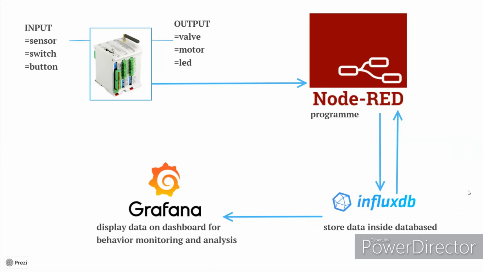if the PLC has an internet connection, we can send the input data to Node-RED, and Node-RED will analyze the data to form a database inside InfluxDB. And InfluxDB can pass the data to Grafana to display the behavior of the data in a dashboard form. InfluxDB can also function as an input to the Node-RED program, for example, if you already have a set of data.